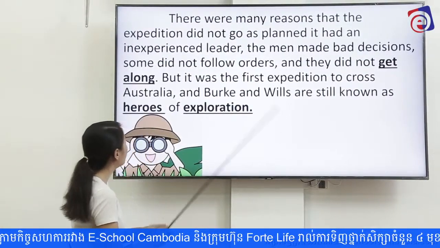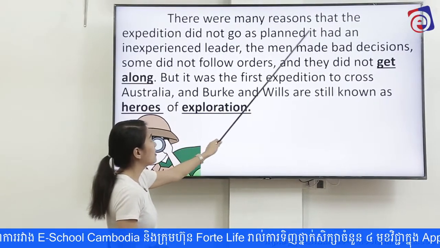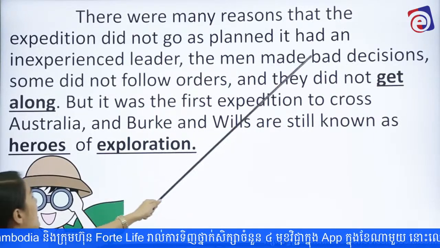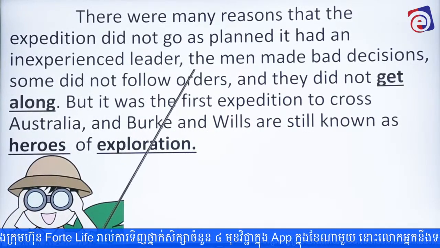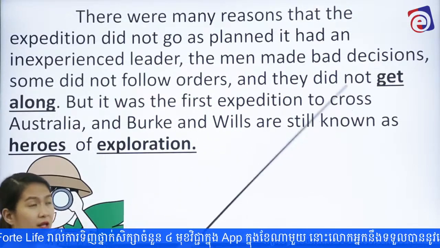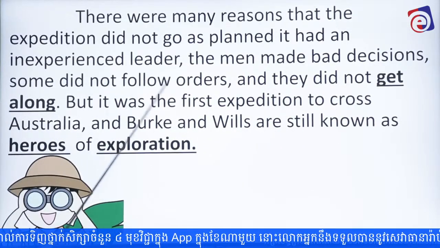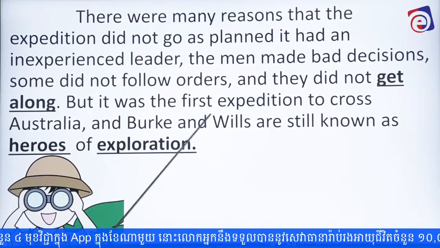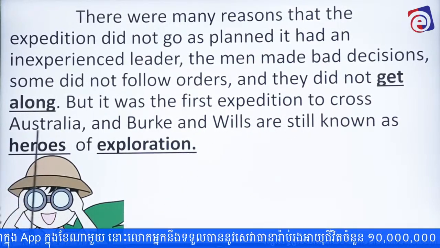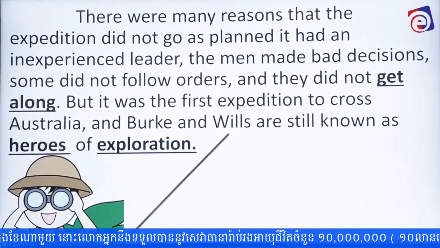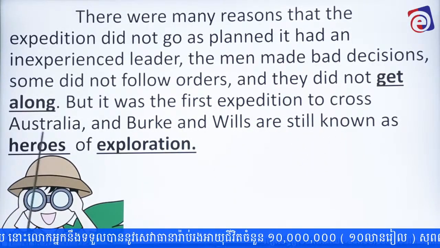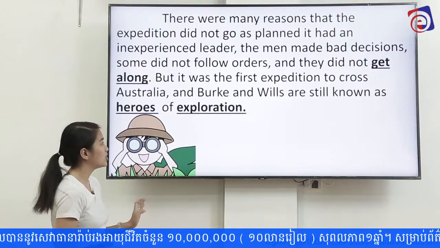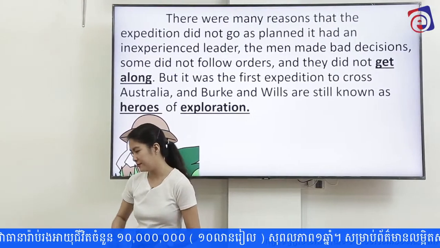So the last paragraph: there were many reasons that the expedition did not go as planned. It had an inexperienced leader. The men made bad decisions. Some did not follow orders and they did not get along. But it was the first expedition to cross Australia, and Burke and Wills are still known as heroes of exploration. So this was the first expedition across Australia.